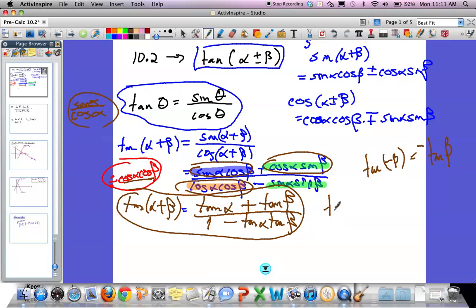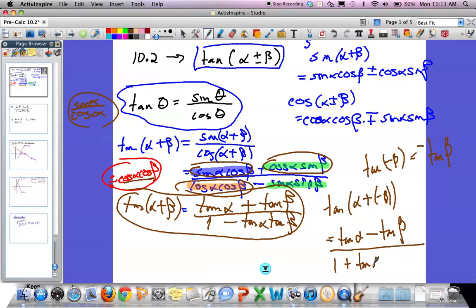So if I wanted to talk about the tangent of alpha minus beta, I would say tangent of alpha plus the opposite of beta. So if I use those rules, just like we did with the sine, we're going to end up with tangent alpha minus tangent beta divided by 1 plus tangent alpha tangent beta. So what we have right here is a formula for the tangent of alpha minus beta.